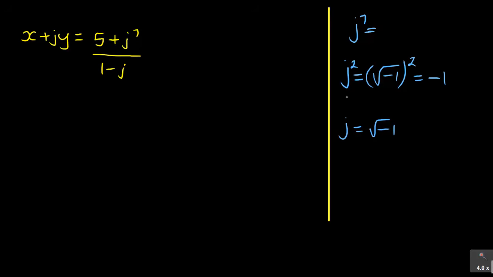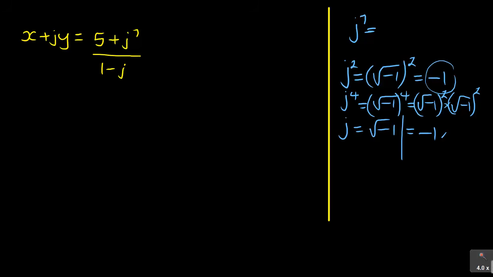Remember that. And then if I give you j to the power of 4, this is the same as the square root of minus 1 to the power of 4, which is equal to square root of minus 1 squared times square root of minus 1 squared. We said j squared is minus 1, so you're going to have minus 1 times minus 1, which is equal to a positive 1. Therefore, we conclude that j squared is equal to minus 1, and j to the power 4 is equal to positive 1. Now, what about j to the power of 7?